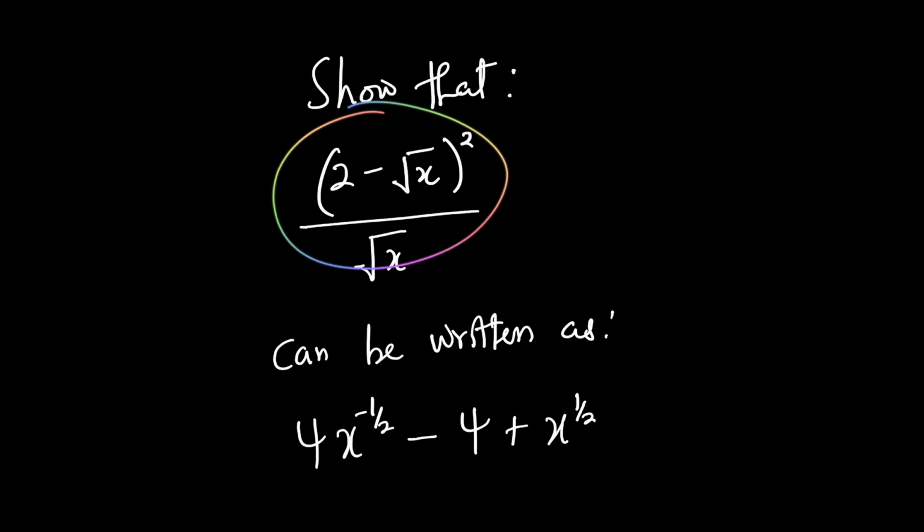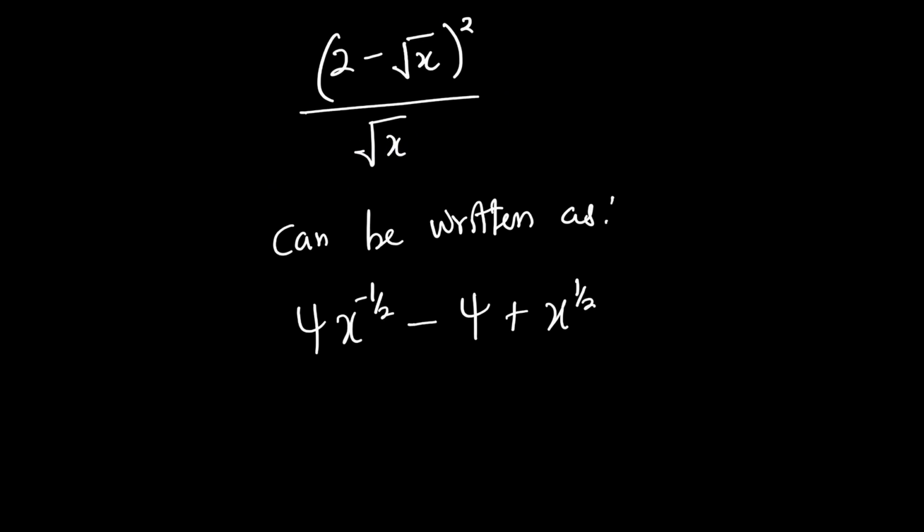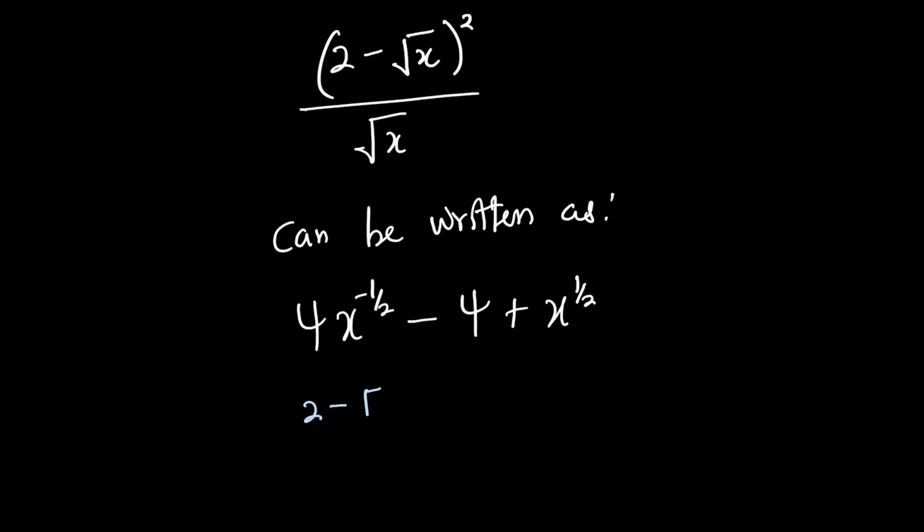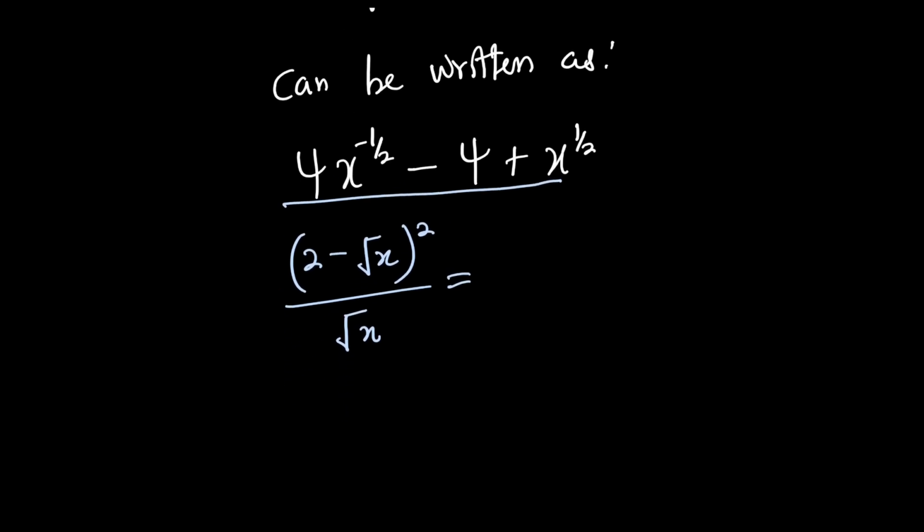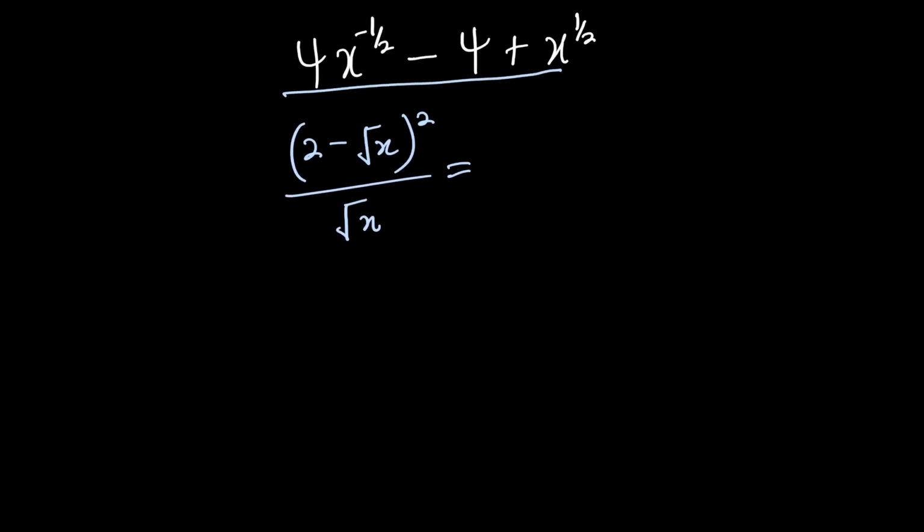So let me rewrite this one here. So it's going to be 2 minus root x all squared all over root x. So we want to show that this is equal to this. Wow. Okay, let's see. First of all, I think this square is here. I think we can expand it. I learned that there is a simple way we can do this.